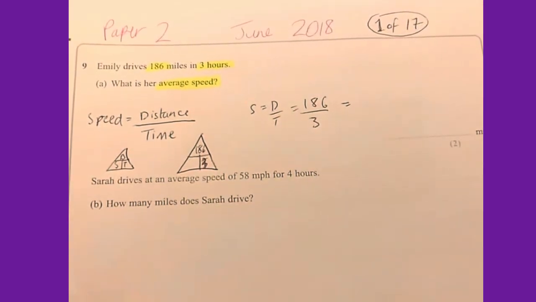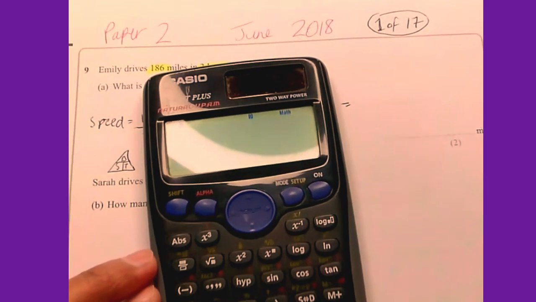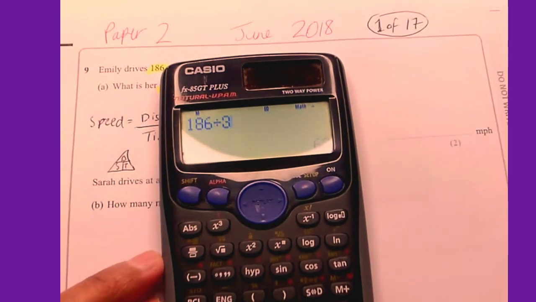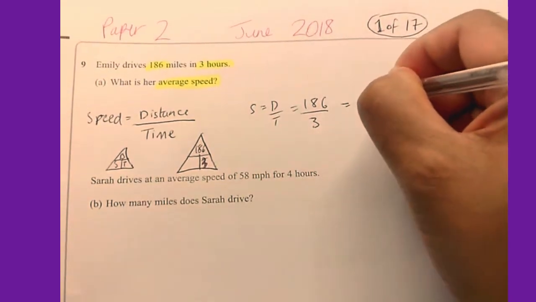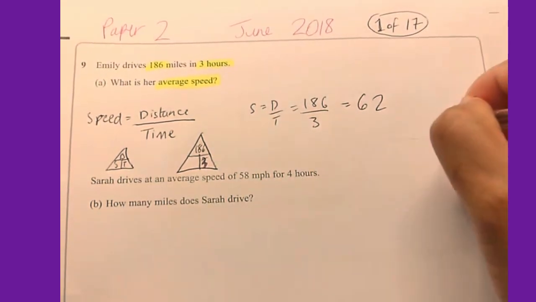Get our calculator out. 186 divided by 3 gives us 62. So our answer is 62 miles per hour.